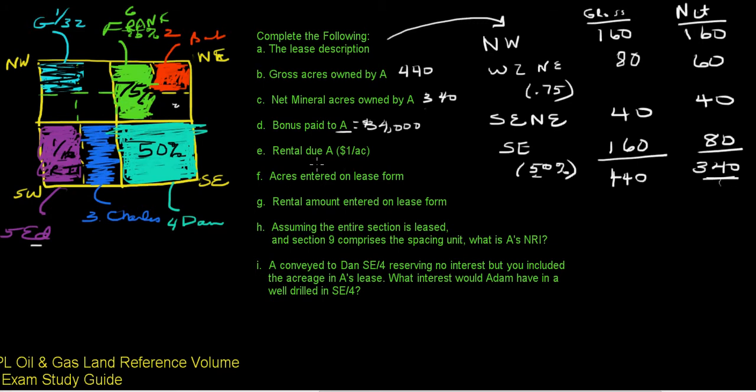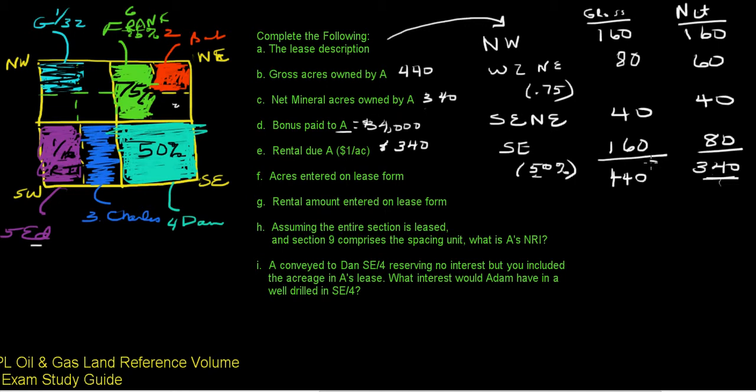What does the rental do? If at $1 an acre, so 340 times $1, that's going to be $340 delay rental payment that's due. Then we're going to look at the acres entered on the lease form.